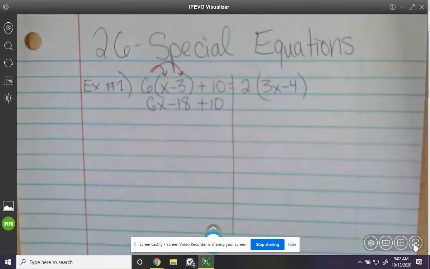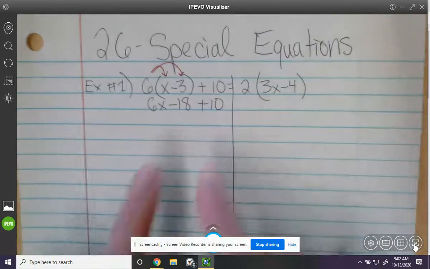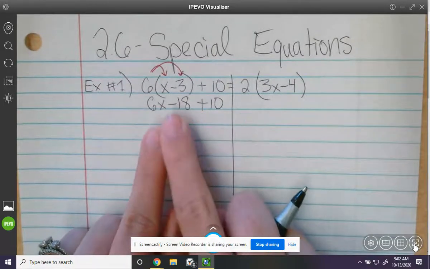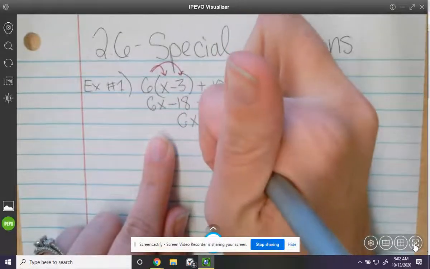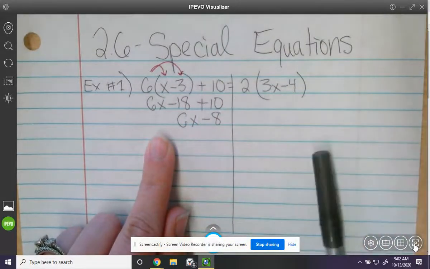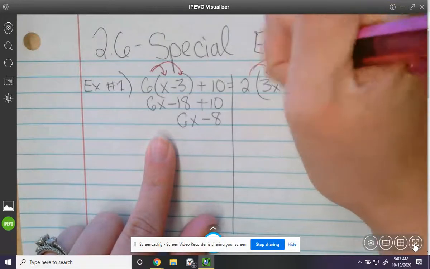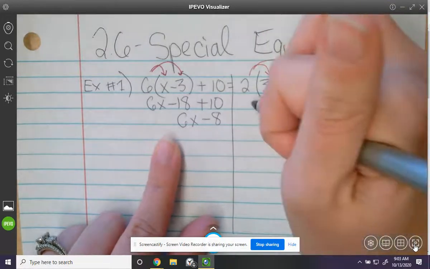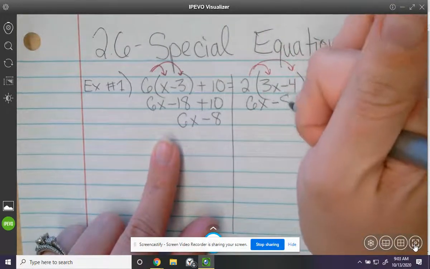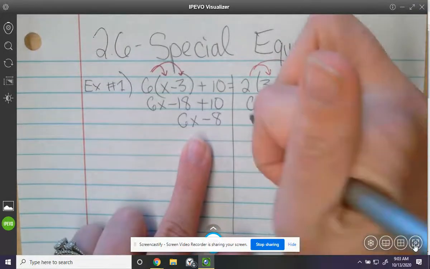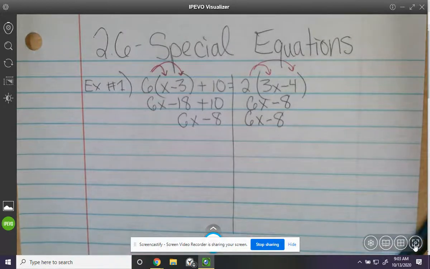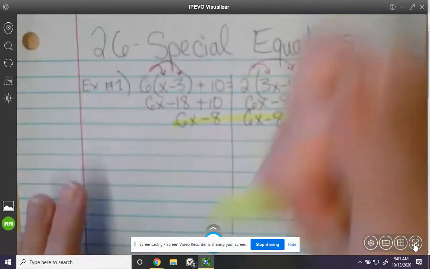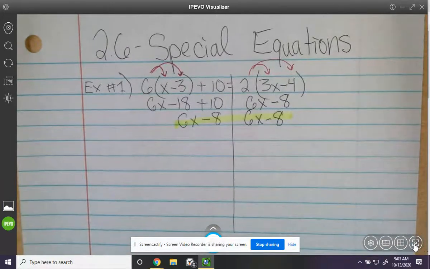Over here, I can combine my negative 18 and my 10 because they're regular numbers. If you just type in negative 18 plus 10 in your calculator, you're going to get 6x minus 8. Distribute over here, we get 6x, and then that is negative 8. What do you guys notice about both of these? They are exactly the same. Something weird is going to happen, and then we'll learn a little trick here.